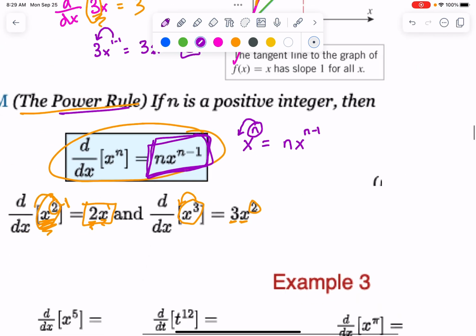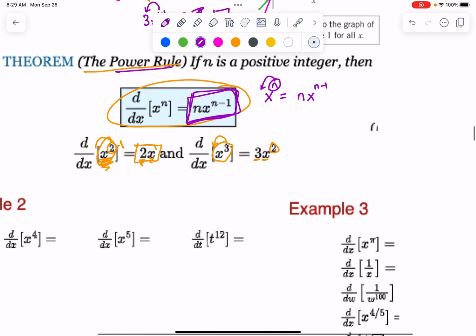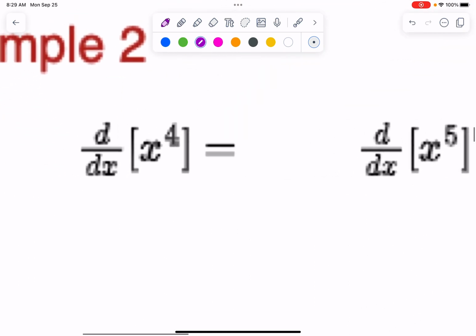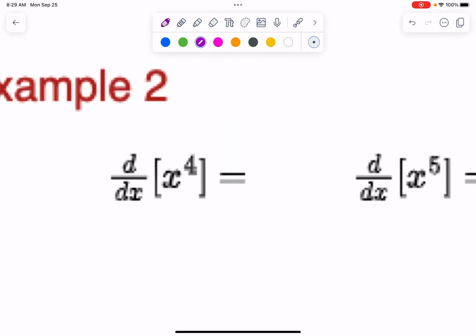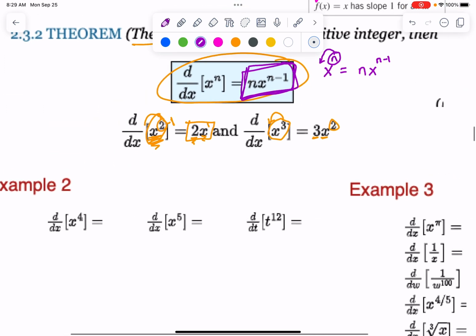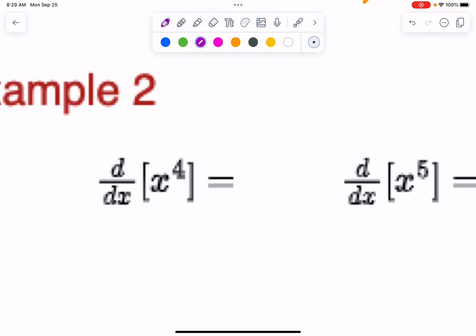All right, so let's do maybe a couple examples of this. Maybe you stop and try to do some of these on your own, okay? For example 2, it wouldn't be a bad idea to pause the video right now. Try to do these next 3 on your own and see what you get, okay? All right, here we go. The 4 comes down in front. So it's 4x to the, and if I subtract 1 from the exponent, it's 4x to the third, okay?